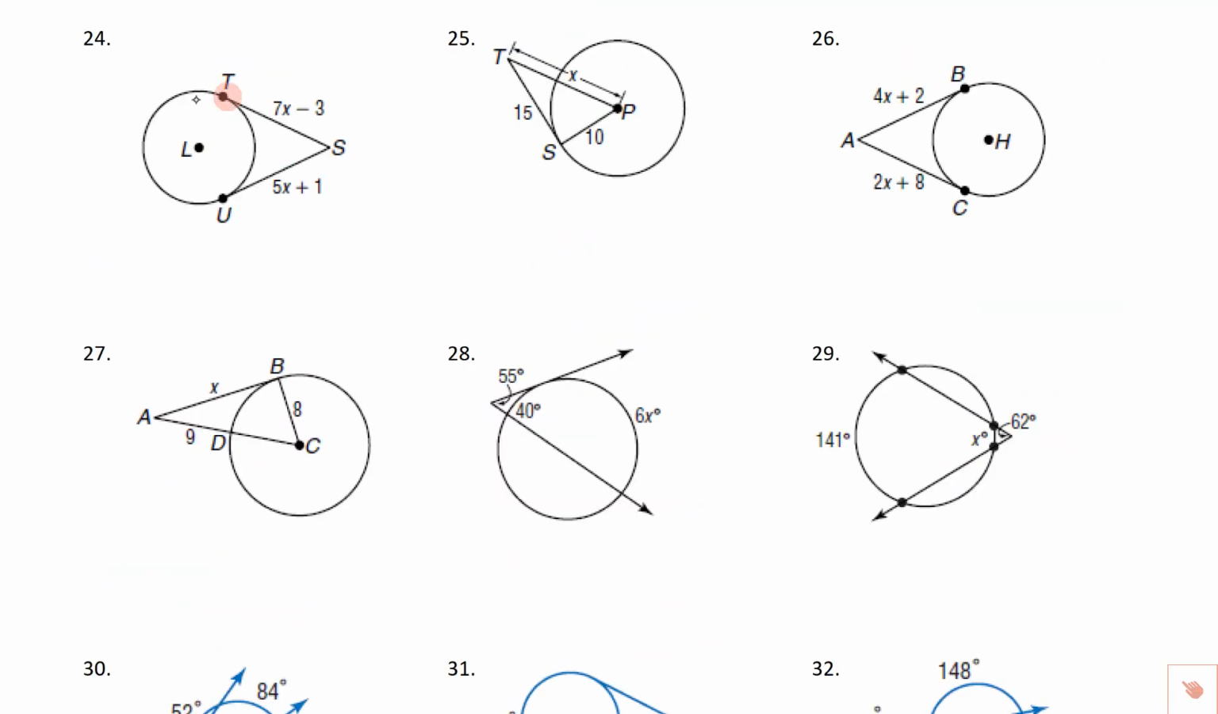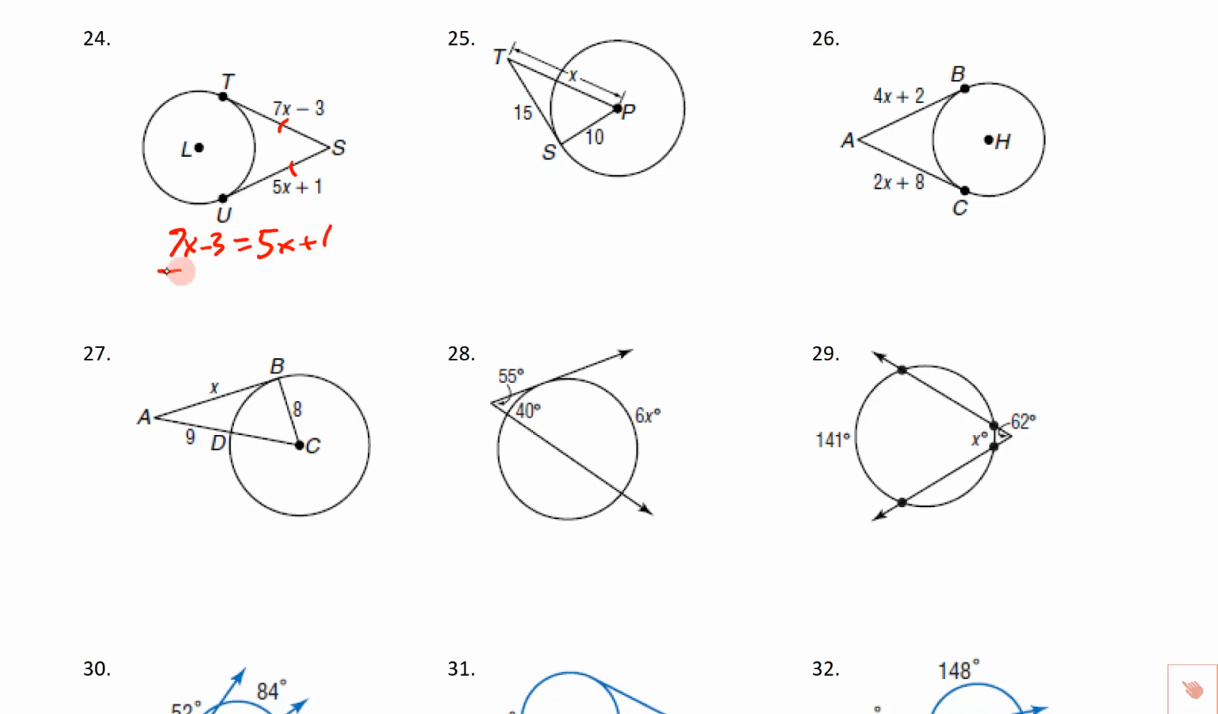All right, we've got an exterior angle right here, and you'll notice that these are tangent. And I think there are parts of the instructions that say you can assume if it looks like it's tangent, then it is. And remember, if they are tangent from the same exterior point, then the segments are congruent. So this is going to be 7x minus 3 equals 5x plus 1.